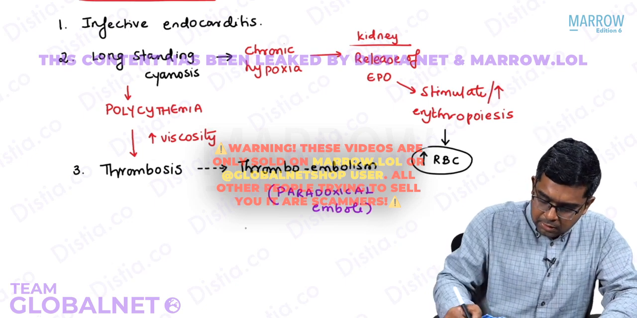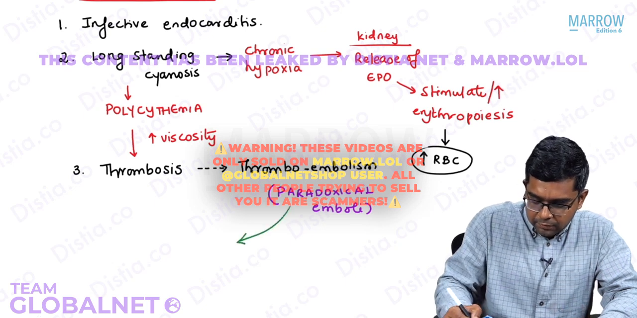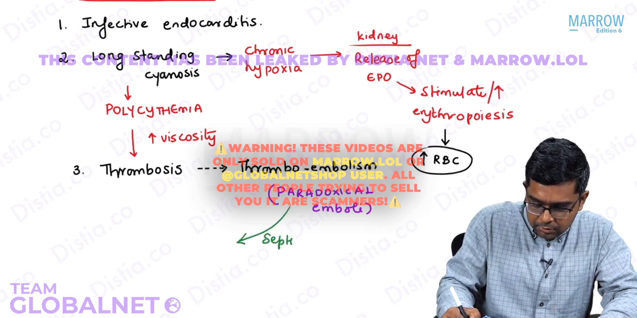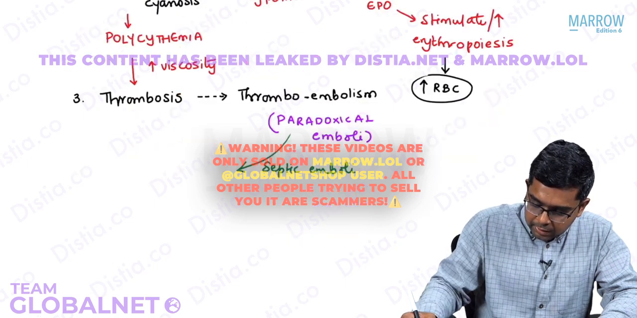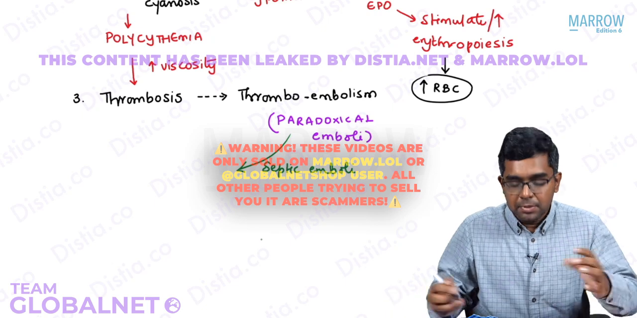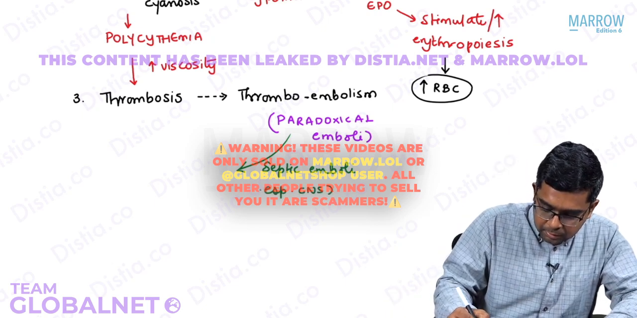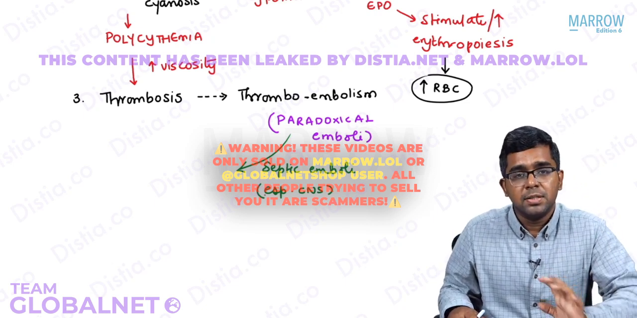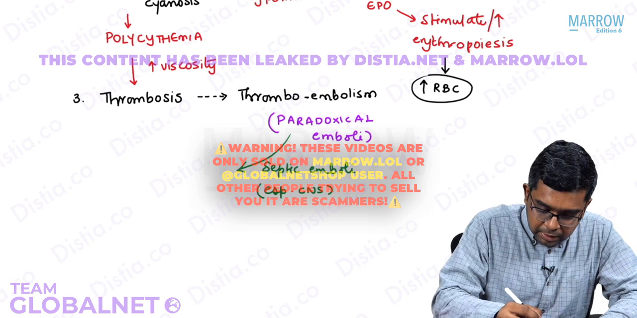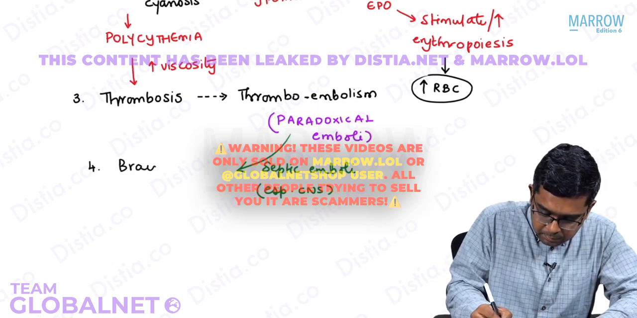Suppose there is a paradoxical emboli which is originating, and unfortunately, if it is a septic emboli that is associated with an infection, what can happen is that it can enter into the different systems, especially it can enter into the central nervous system, predisposing the patient to develop infection inside the brain. And what is that infection? It is brain abscess. So the fourth important complication is brain abscess.